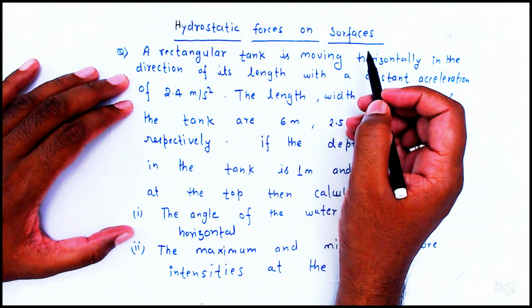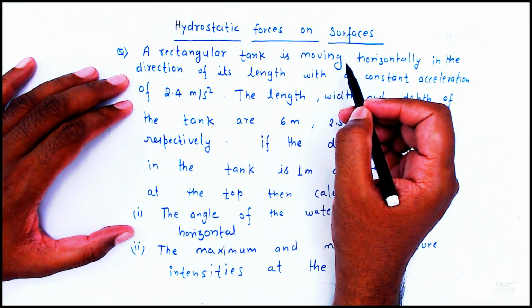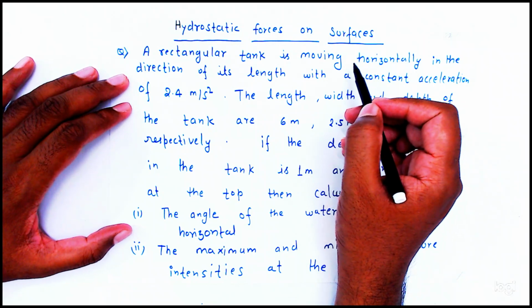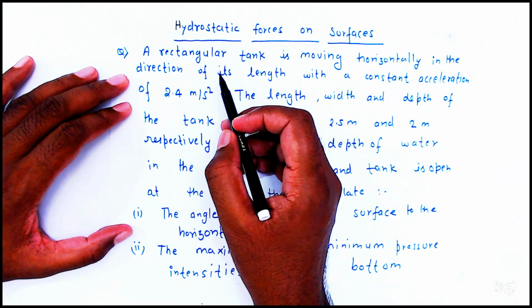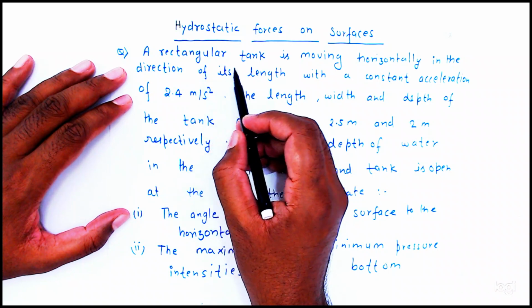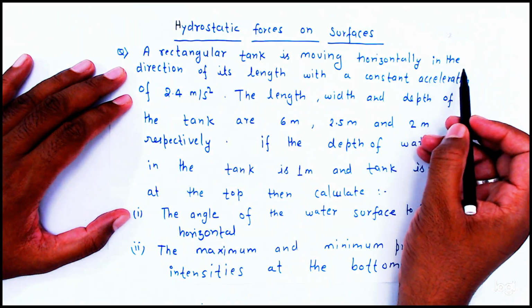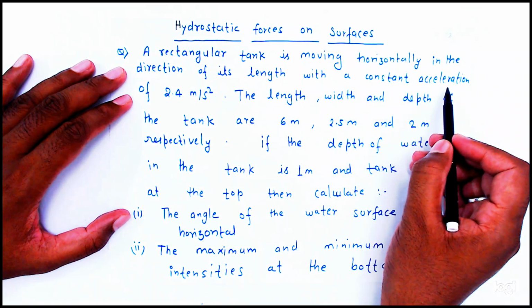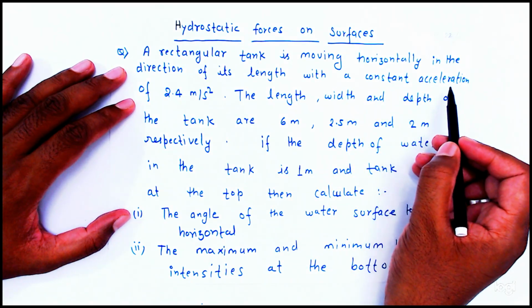फोर्सेस ऑन सरफेसेस। इन दिस वी आर गोइंग टू टॉक अबाउट द मूविंग टैंक। So question related to moving tank. Here the question is, a rectangular tank is moving horizontally in the direction of its length with a constant acceleration of 2.4 meter per second square.